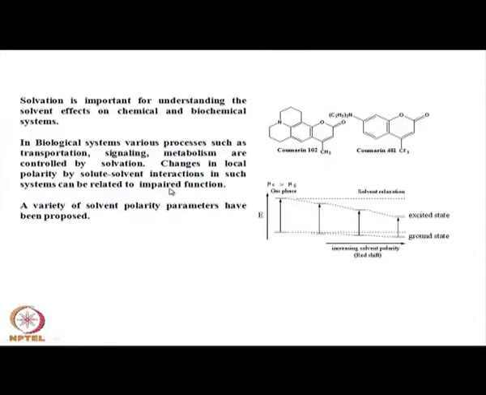Now solvation is important for understanding the solvent effects on chemical and biochemical systems. In biological systems, various processes such as transportation, signaling, and metabolism are controlled by solvation. So solvent plays a very important role. Why does solvent play a very important role?